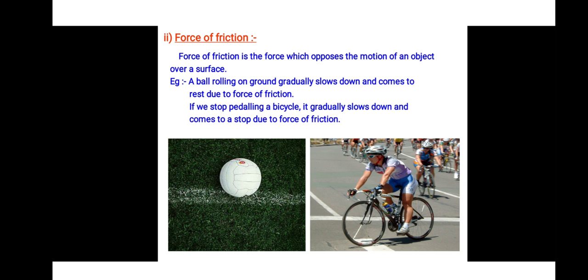Look at the slide. The force of friction is the force which opposes the motion of an object over a surface. Example, a ball rolling on the ground. A ball rolling on the ground gradually slows down and comes to rest due to the force of friction. If we stop pedaling a bicycle, it gradually slows down and comes to rest due to the force of friction.